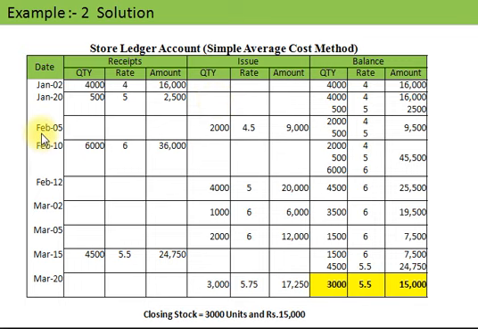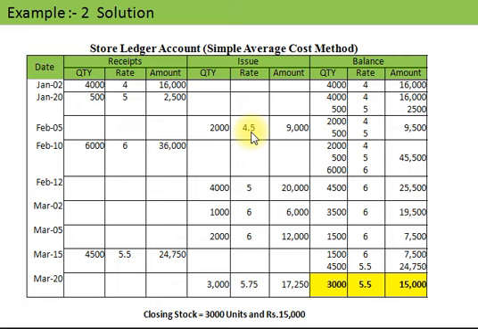Now on 5th February there is an issue of 2000 units. My dear students, here we will understand how to make the issue of 2000 units. Let us check the previous quantity. Here we have two quantities, 4000 and 500. My dear students, while issuing quantity we will apply the FIFO method only for quantity. It means these 2000 units will be issued out of 4000 units. But for rate we will use the simple average method.